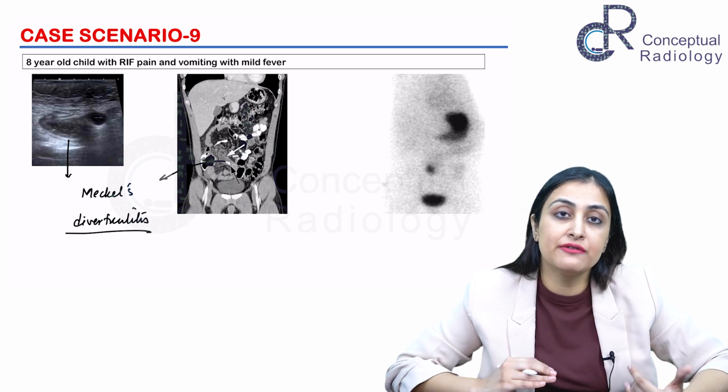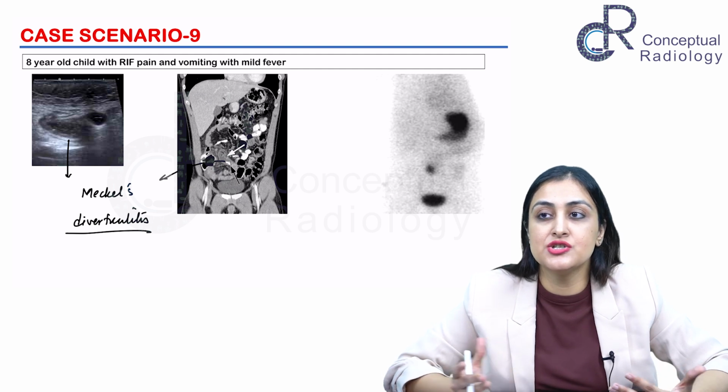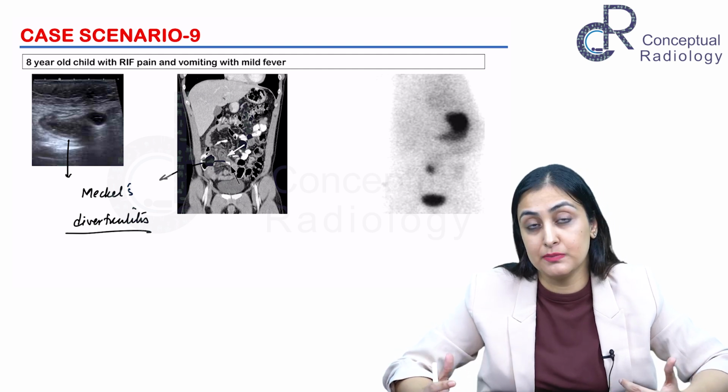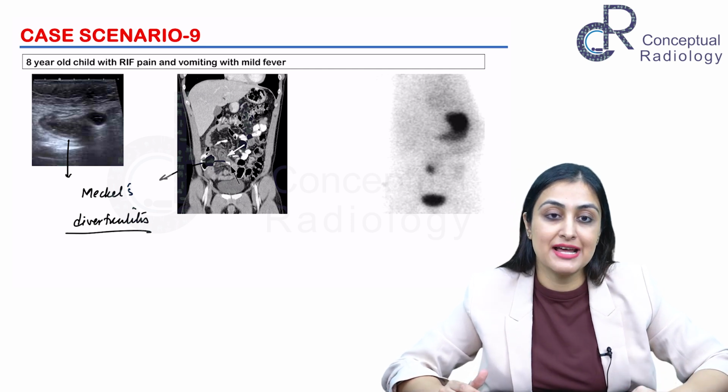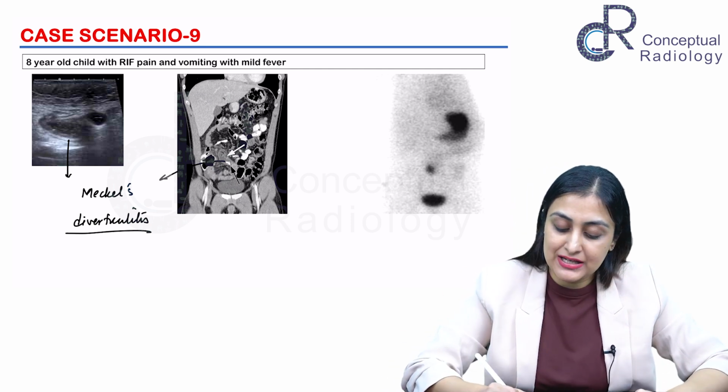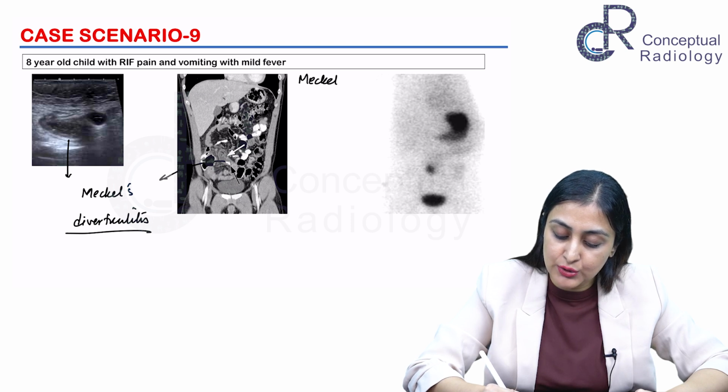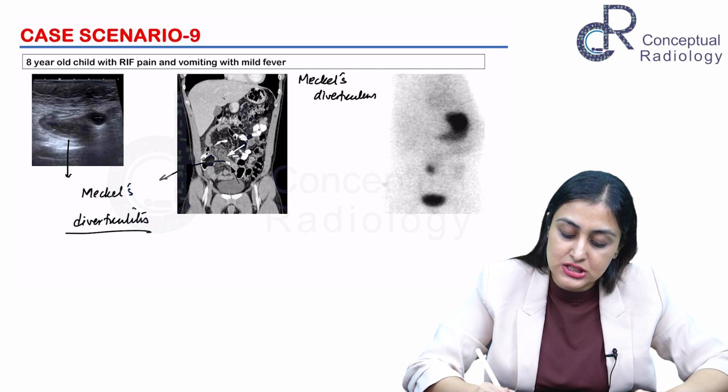So this is one of the closest mimics of appendicitis that we encounter on imaging, and in a lot of cases you will give the diagnosis of appendicitis, but the surgeon will go in and find the appendix to be completely normal, and later on we'll discover that it is actually Meckel's diverticulum, right? So what is a Meckel's diverticulum? I'm sure you all know it. It's one of the remnants of the vitellointestinal duct.